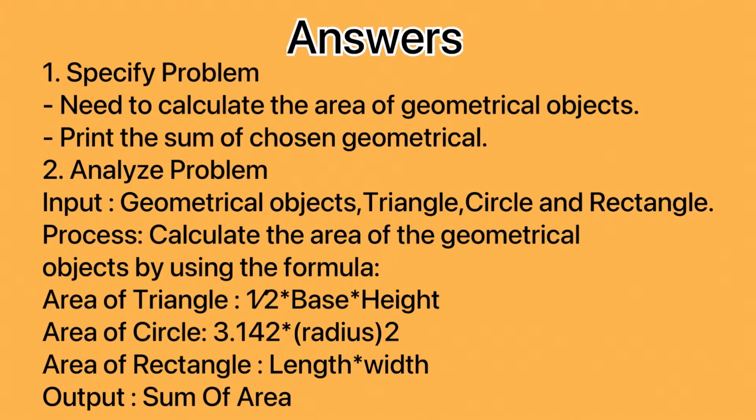Step 2 is analyze problem. Input is geometry object: triangle, circle and rectangle. Process: calculate the area of the geometry object by using the formula. Lastly, output sum of area.